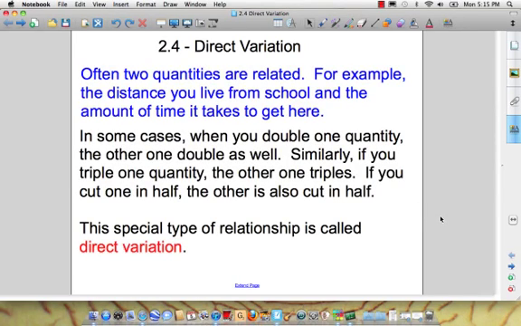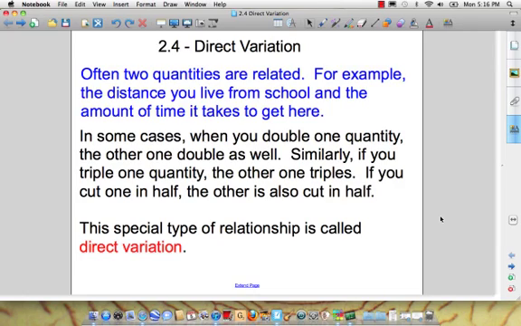In some cases, the relationship between two quantities or two amounts is very specific, and when you double one quantity, the other one doubles. If you're twice as far from school, does it take you twice as long to get to school? Maybe that's something for you to think about. Similarly, if you triple one quantity, the other one triples. And it works the other way around as well. If you cut one quantity in half, the other one is also cut in half. Whenever you have this specific special type of relationship, it's called direct variation.